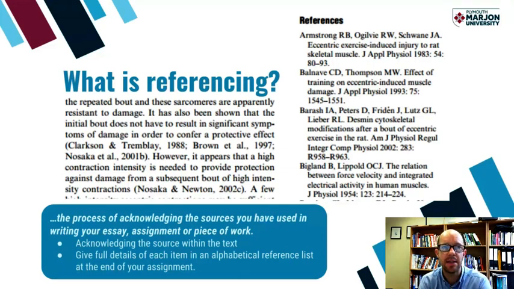One is the in-text citations, and that includes the names of authors and the dates of work right next to the concept that we're trying to explain. Then we get to the end of the essay or assignment, and then we'll include a full reference list. We'll include all of the work that we've used to build that piece of work, presented in an alphabetical order. And there are methods by which we should present this work.